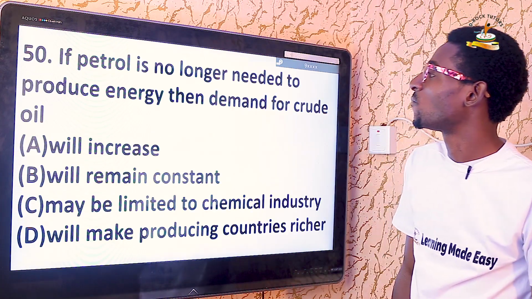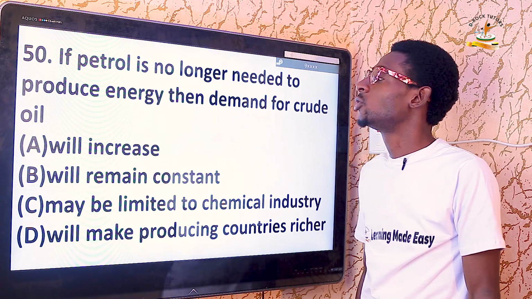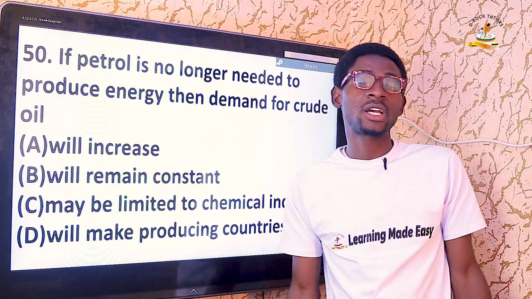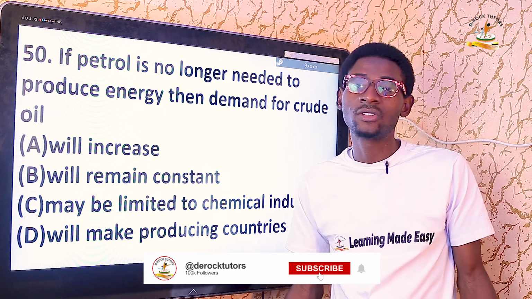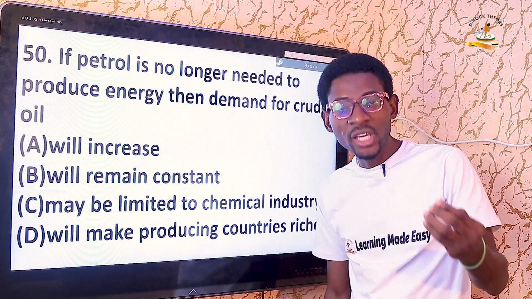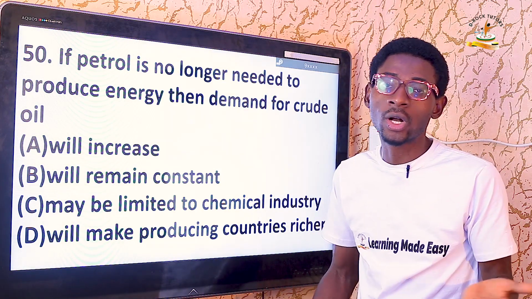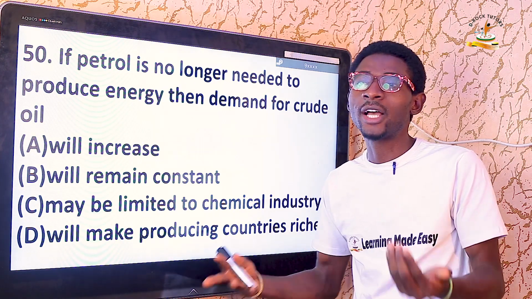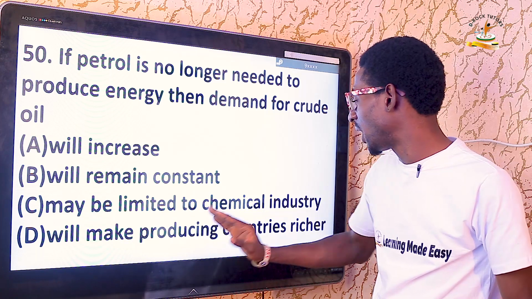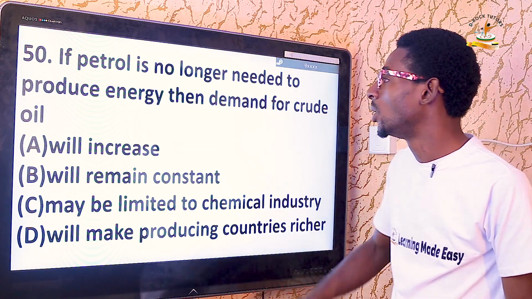Number 50. If petrol is no longer needed to produce energy, then demand for crude oil will what? Now, you know, one function of petrol is to produce energy. All these cars and the likes, they are powered by petrol. So if the use of petrol shifts, with the introduction of all these electric cars, hydro cars, and the likes, and petrol is no longer used to power all those big engines, what else can it be used for? The answer there is option C. It may be limited to chemical industries alone.